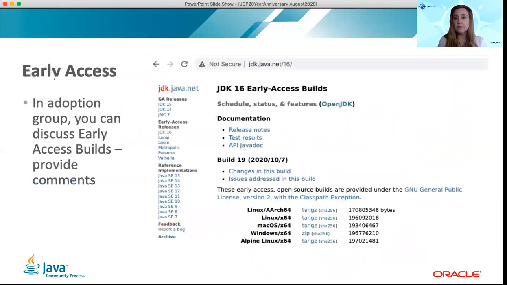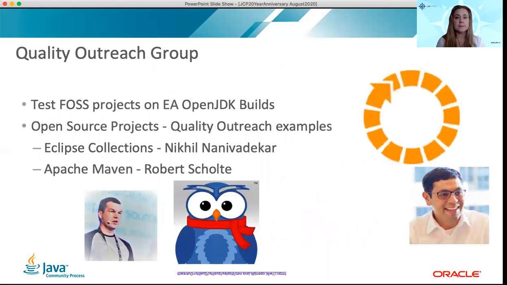When you go to download the early access builds, this is what it's going to look like now. So as I mentioned earlier, you go to jdk.java.net, click on JDK 16, you'll get the early access builds. As I mentioned, they come out every couple of weeks. You'll find release notes there, as well as changes and issues that have been addressed in that build, as well as the open source builds that are available there for the platform of your choice.